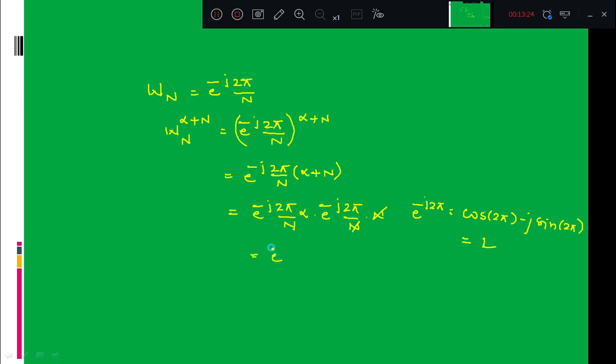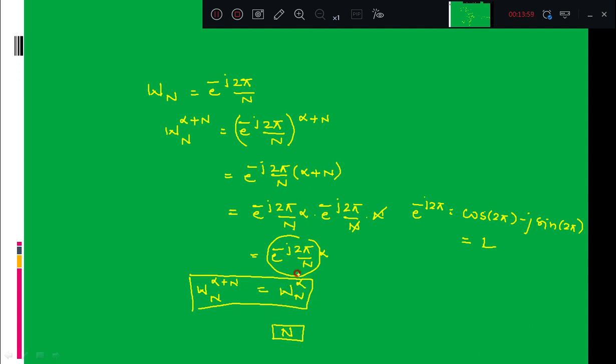Therefore it is e raised to minus j 2 pi divided by N into alpha, right? And this is given by W_N raised to alpha. And what is the LHS which I have started from? W_N raised to alpha plus N. Therefore the complex quantity, that is the Twiddle factor, is periodic with period capital N. So this is the important property of the Twiddle factor W, right?